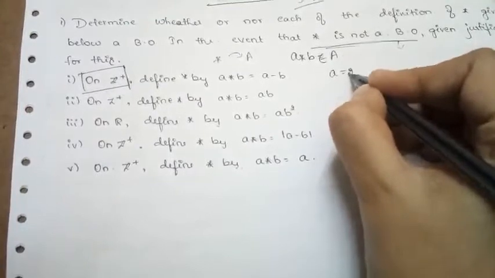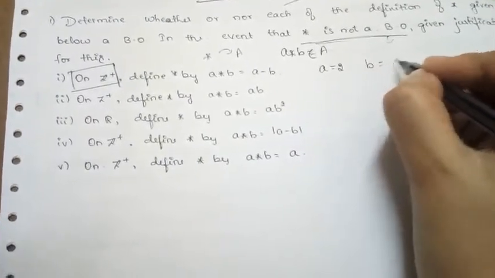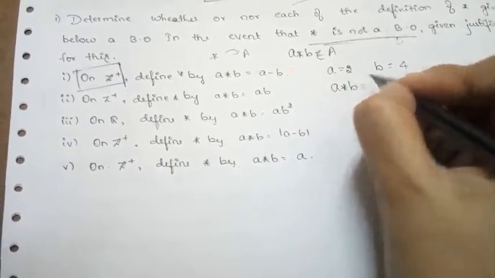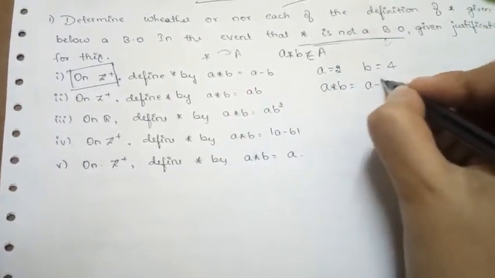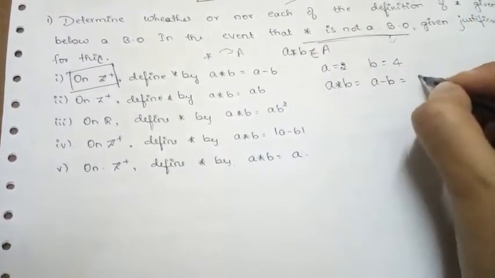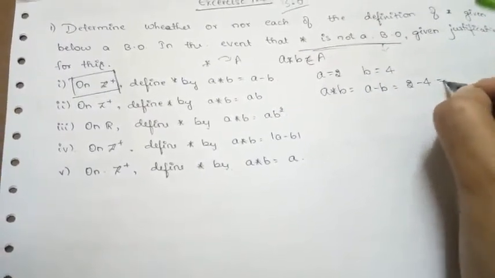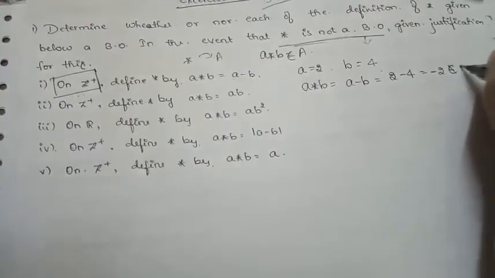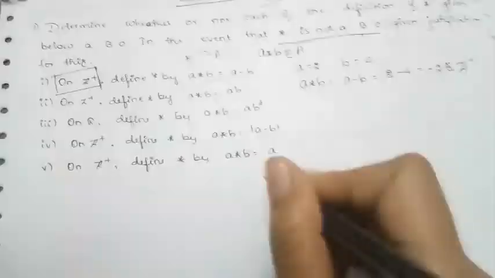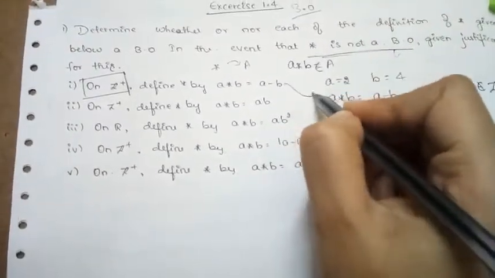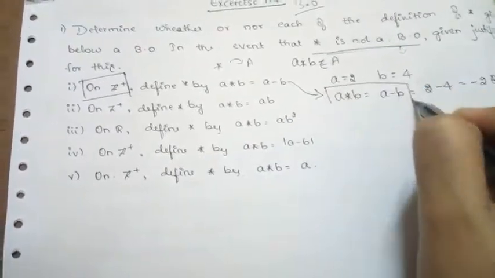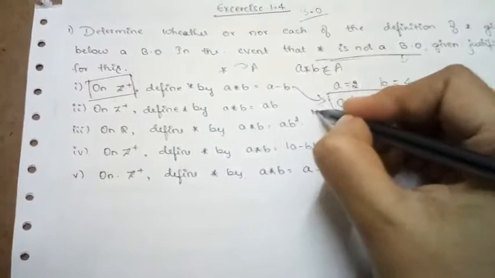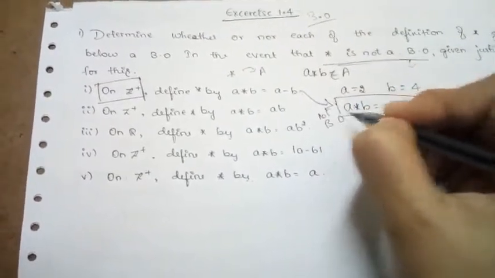Suppose I take A is equal to 2 and B is equal to 4. What happens? Our A star B is equal to what? According to the definition, it is A minus B. Here A is 2 and B is 4. So 2 minus 4 is minus 2. So it does not belong to the set of positive integers. So whatever they have defined, A star B is equal to A minus B, it is not a binary operation.